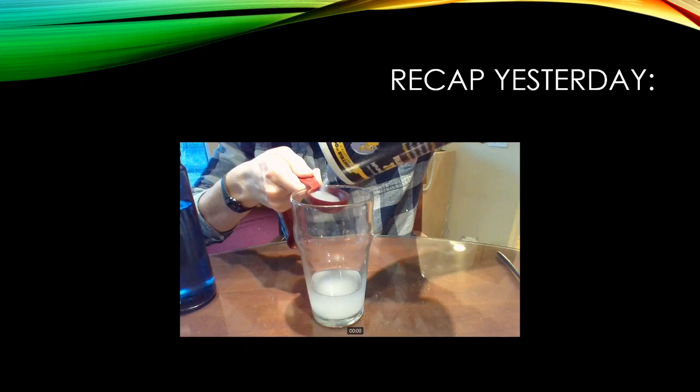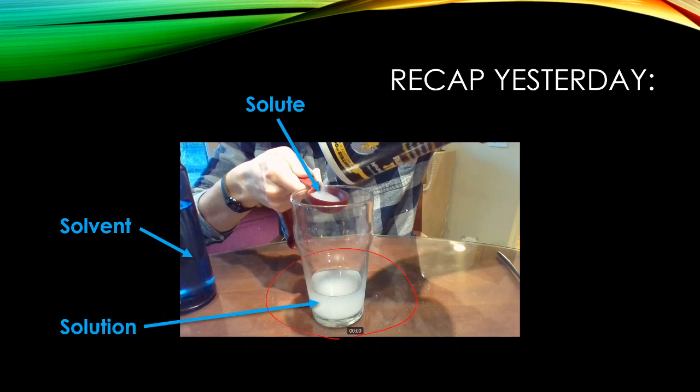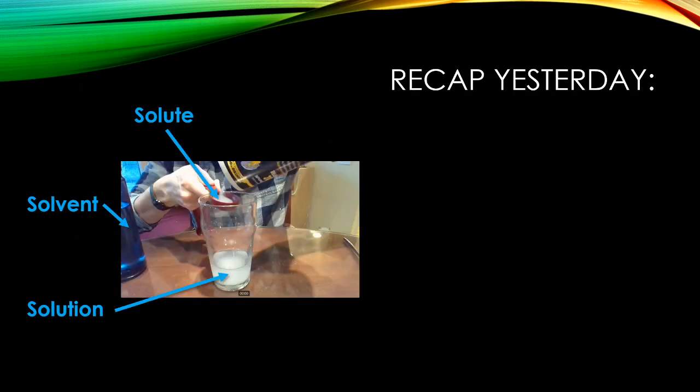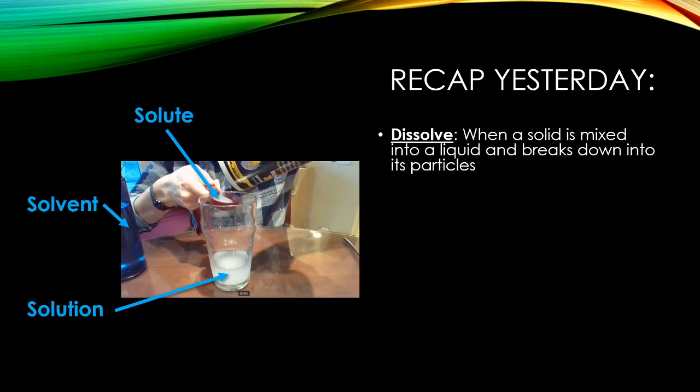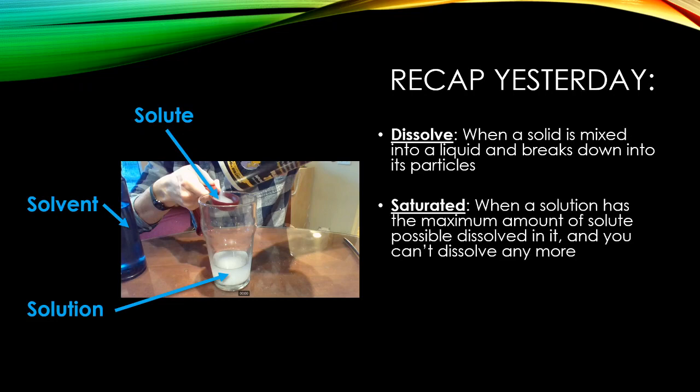To recap the words that we learned yesterday when we were making solutions, we said that you always have a solute, in this case the salt, that's the thing that you're mixing in. You have a solvent, in this case that was the water from my water bottle, that's the liquid that the solute's gone into. And you have the solution, which is the mixture that you end up with of something dissolved in something else. We also learned a little bit more vocabulary, just that we're all clear. We learned this word dissolve. Dissolve means that when a solid is mixed into a liquid and breaks down into its particles, so that it's perfectly evenly distributed. We learned this word saturated that we just talked about.